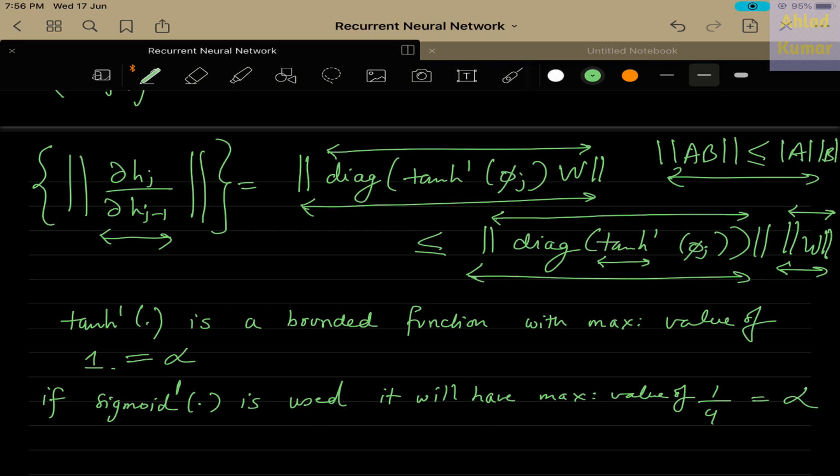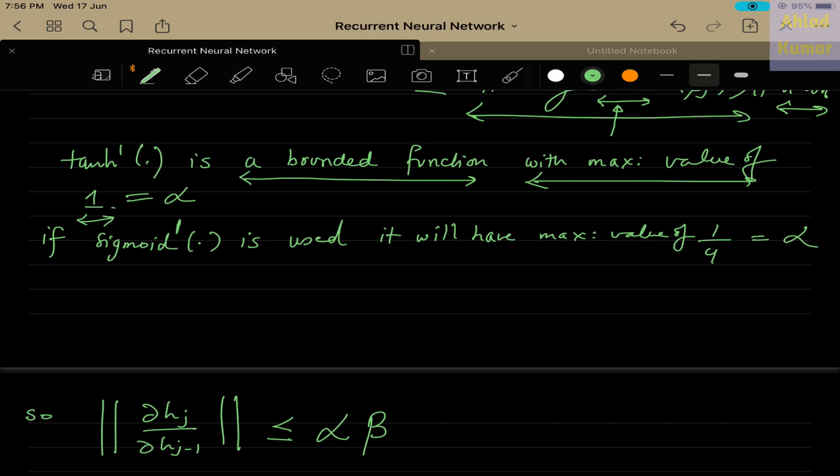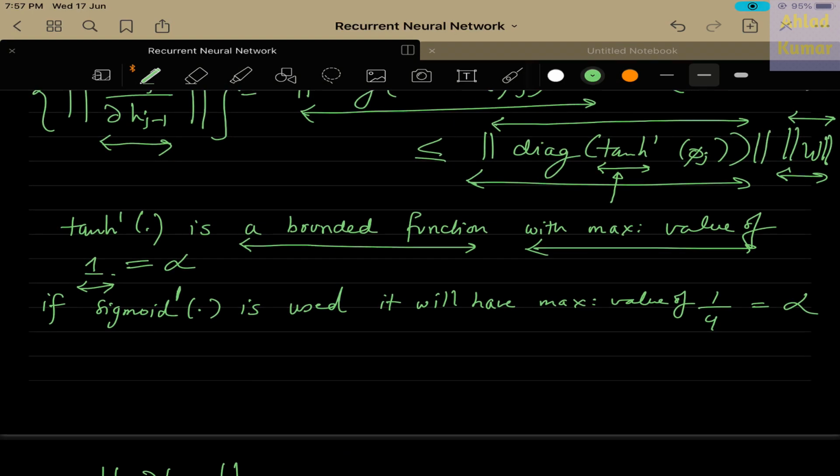So what is the maximum value of the derivative that the tanh function will have? We know that the tanh function is a bounded function and its maximum value is 1. You can cross verify this by actually taking the derivative of the tanh function, and you will see that the maximum derivative will be equal to 1. If instead of tanh, somebody is using sigmoid, then the derivative of the sigmoid will have a maximum value of 1 by 4.